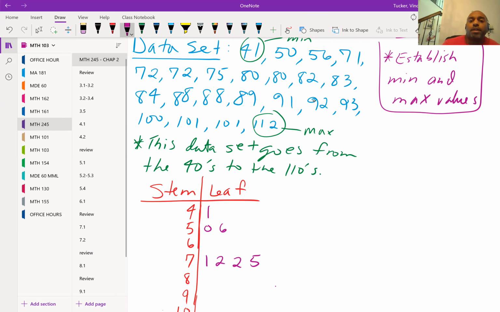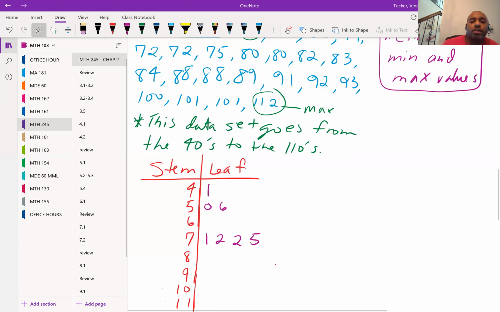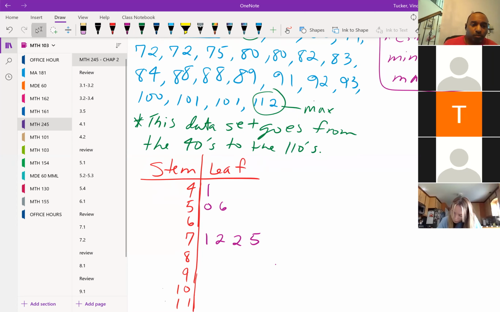All right. Any questions as I continue to put in our values? So even though there's no data in the 60s, you still have to put it in. Well, yeah, you'll put it in as a stem, but you wouldn't put anything in there for the leaf. Copy.